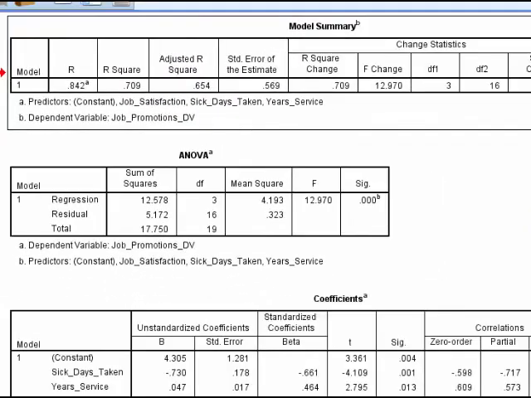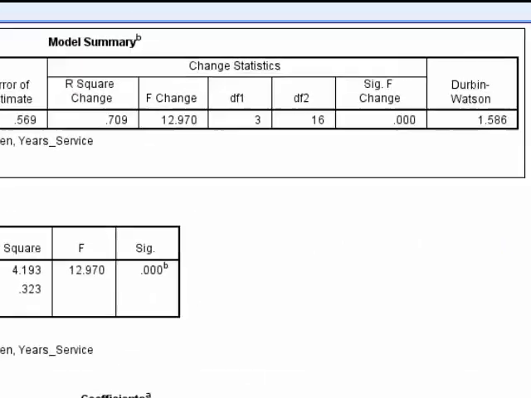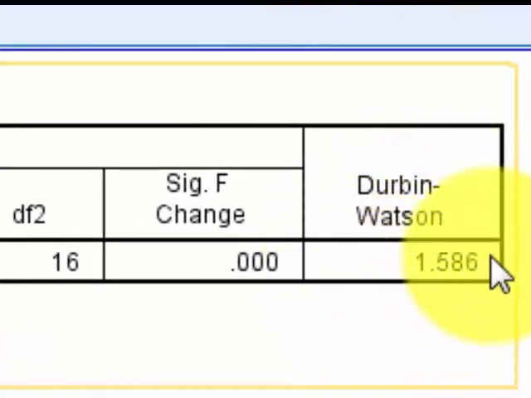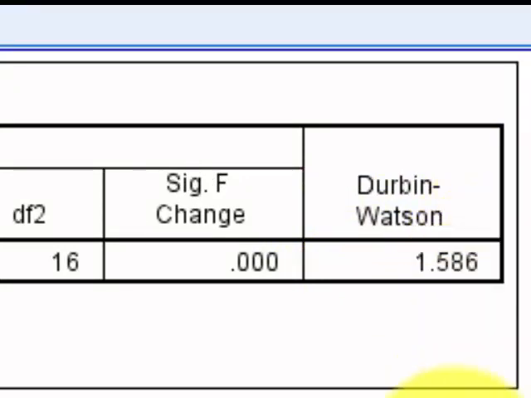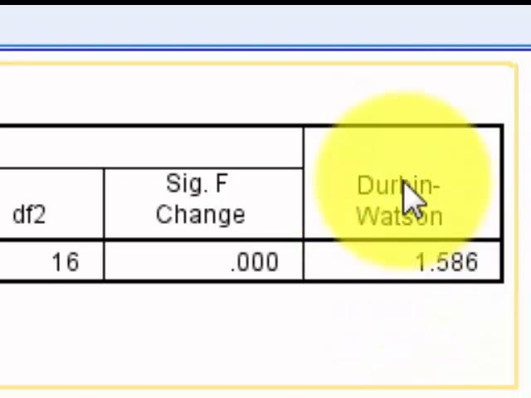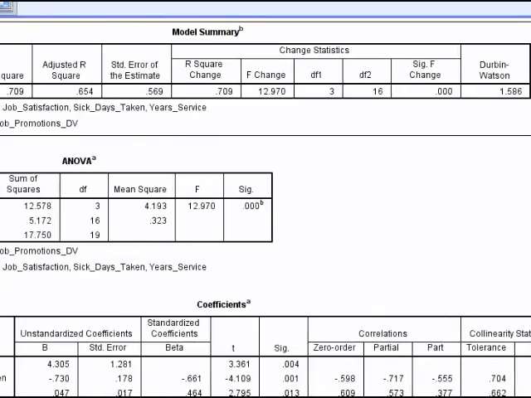All right, moving right along. Since we're up on the model summary box, the Durbin-Watson tells us if the assumption of autocorrelation has been violated. And it's supposed to be between 1.5 and 2.5, and it's right in there, so I'm assuming that it did not violate the assumption of autocorrelation.